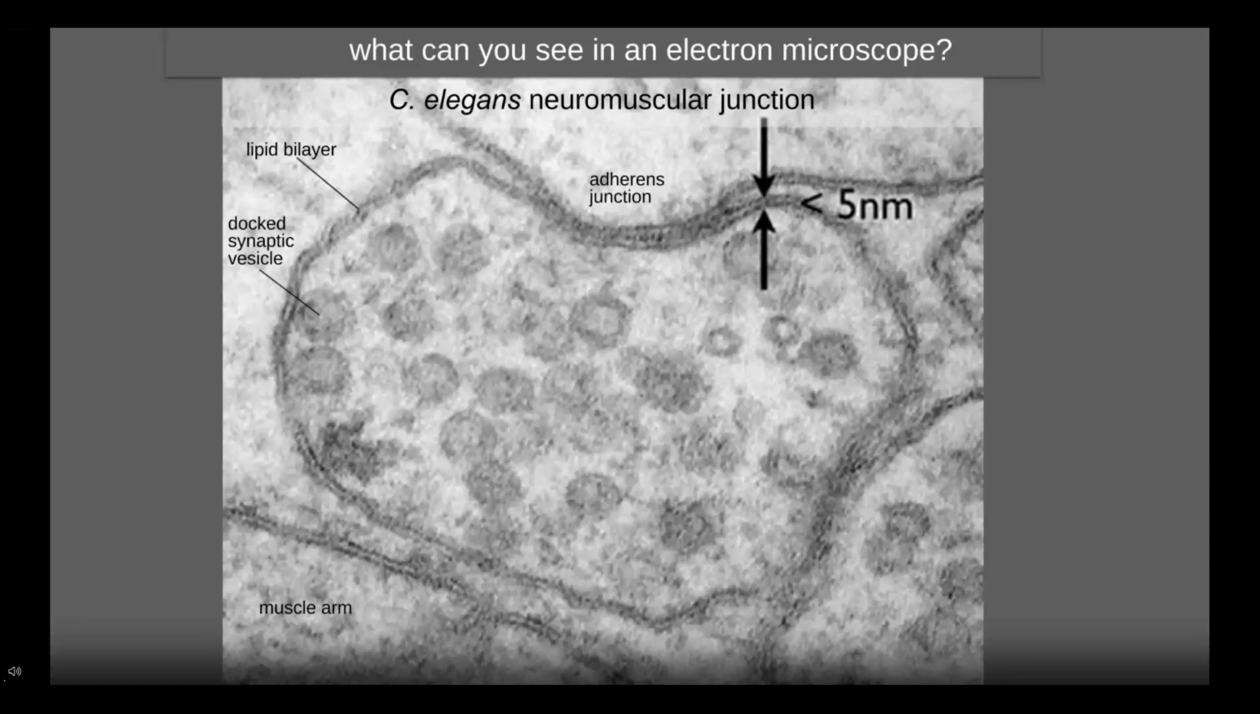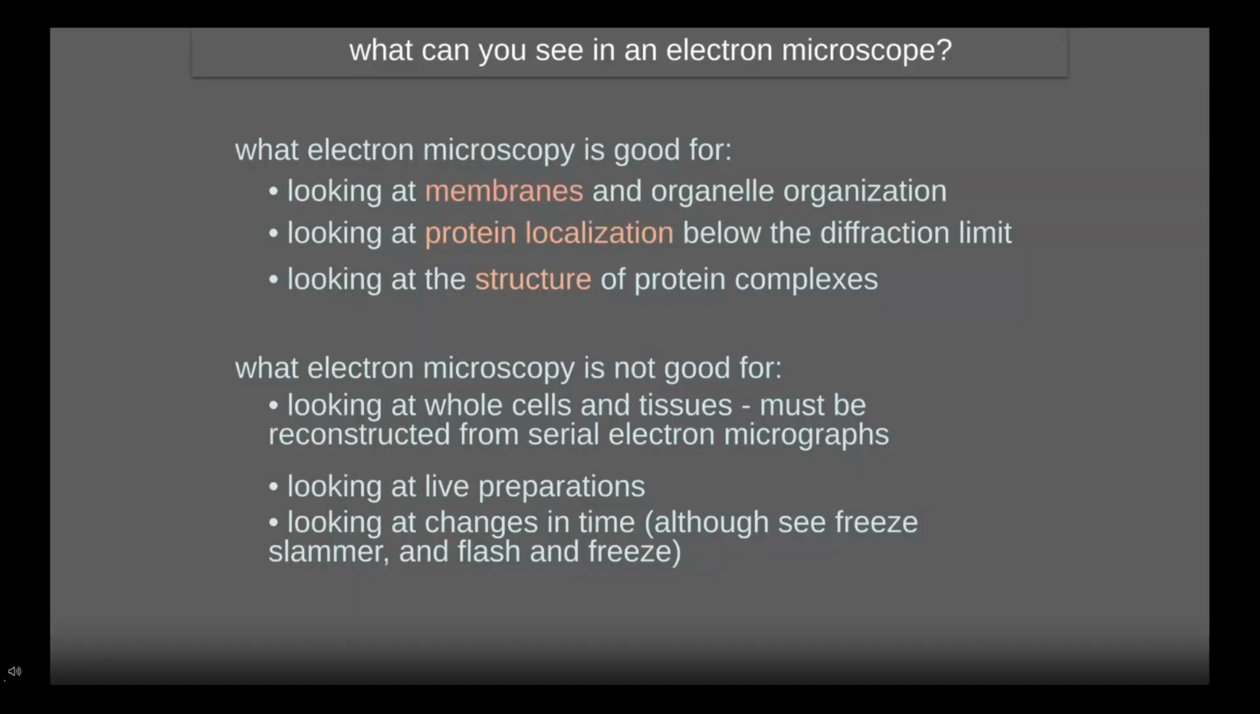And so electron microscopy is really good at looking at structures within the cell. To summarize, what electron microscopy is good for is looking at the membranes and the organelle organization, and looking at the protein localization below the diffraction limit. I told you about Fourier microscopy, but there's also immunoelectron microscopy that you can use. This is also good at looking at the structure of protein complexes, especially with cryo-electron microscopy these days. But what's not good with electron microscopy is looking at whole cells or tissues.